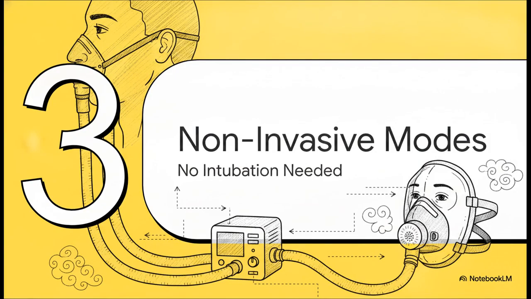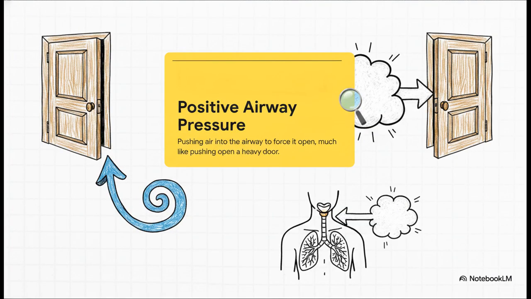Section 3. Non-invasive modes. No intubation needed. So now that we know the machines, let's talk about how we actually connect them to the patient. The first stage of mechanical help is non-invasive ventilation, or NIV. And as the name suggests, this requires absolutely no endotracheal intubation. We just use a tightly sealed facial or nasal mask. The core mechanism behind this whole stage is positive airway pressure.